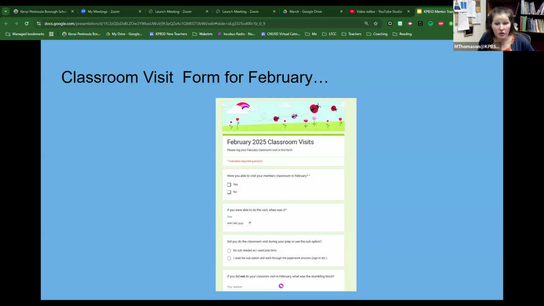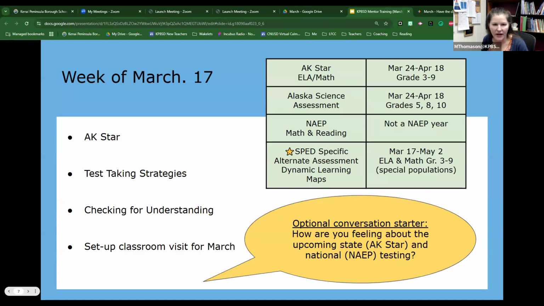Was everyone able to pull up that form and fill it out? Perfect. And I wonder if I messed it up somehow. So now it's... Oh, fixed. Yeah, all good. Perfect. Thank you.